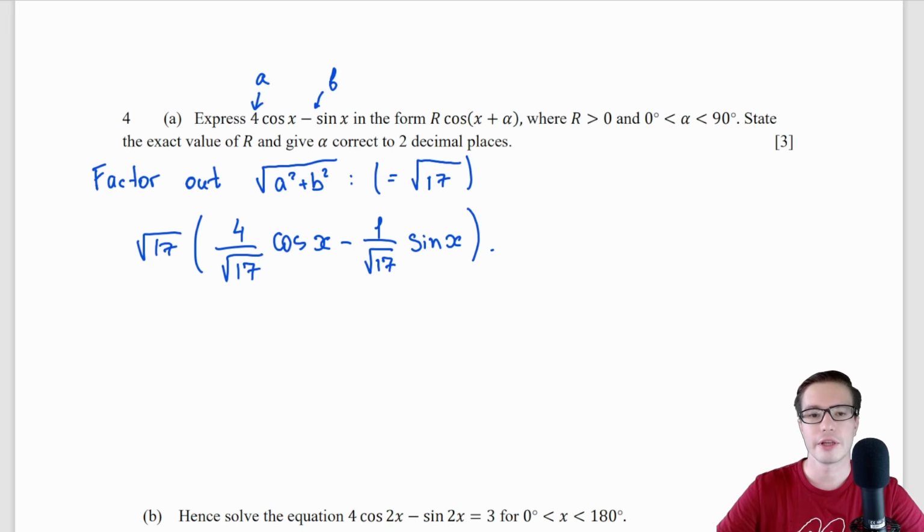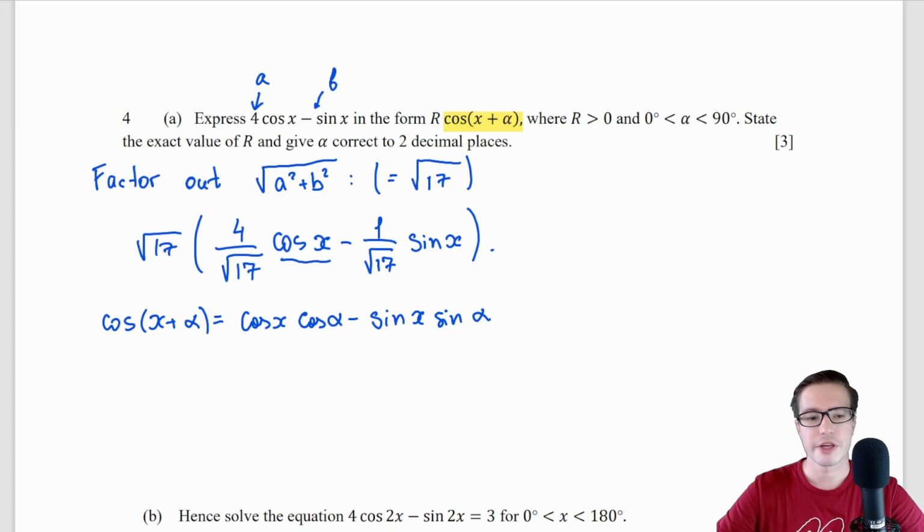So that's what I got, and now look at this formula. Compound angle, and you can find it in the formula sheet if you don't remember. Now compare this to our result. Here we got cosine x, so cosine alpha should be equal to 4 over square root of 17. Take the inverse cosine and we'll get alpha equals 14.04.